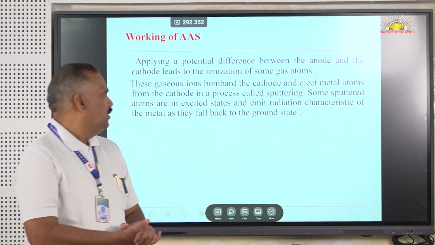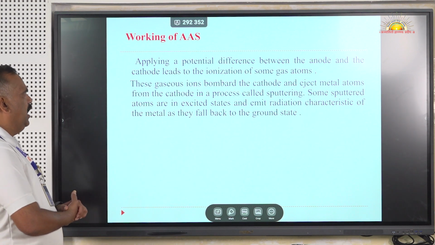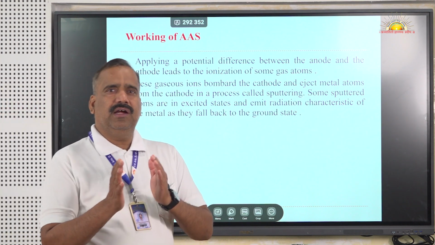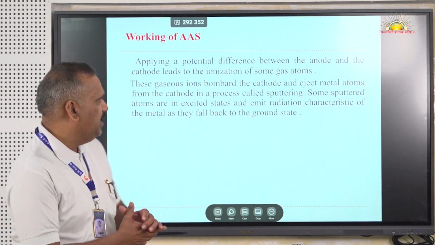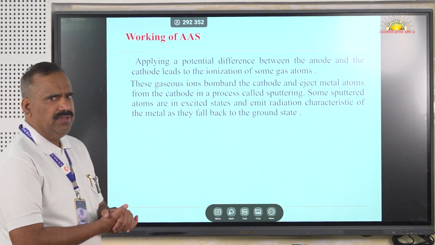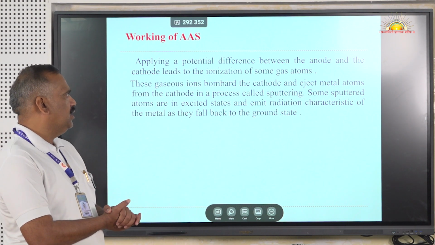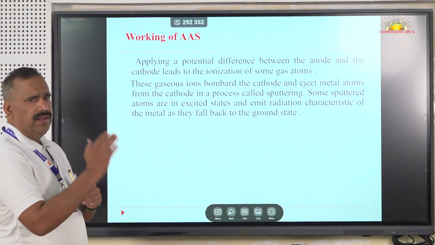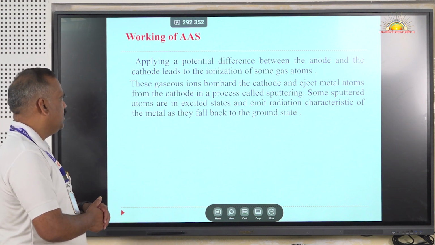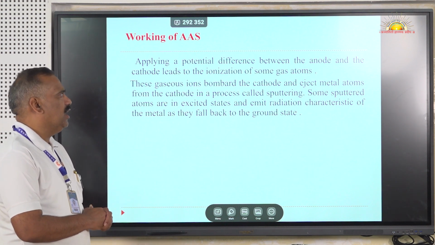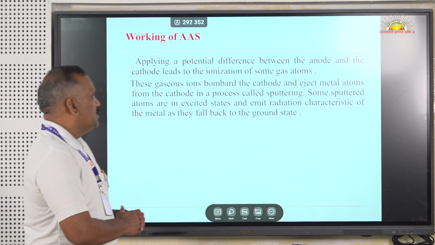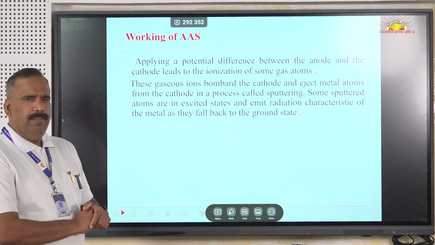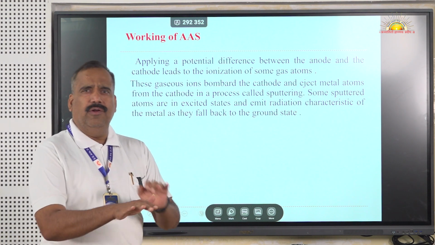Now the working of AAS: a potential is applied between the anode and the cathode. I already stated that the hollow cathode lamp consists of an anode as well as a cathode, and the potential difference between them leads to the ionization of some gas atoms. These gaseous ions bombard the cathode and eject metal atoms from the cathode. This process is called sputtering. Some sputtered atoms are in an excited state and emit radiation characteristic of the metal as they fall back again to the ground state.